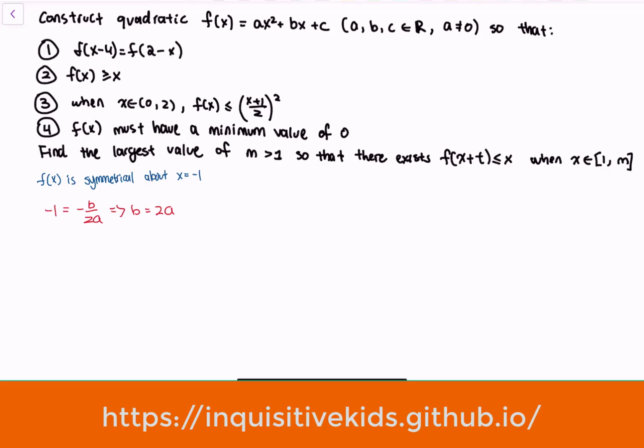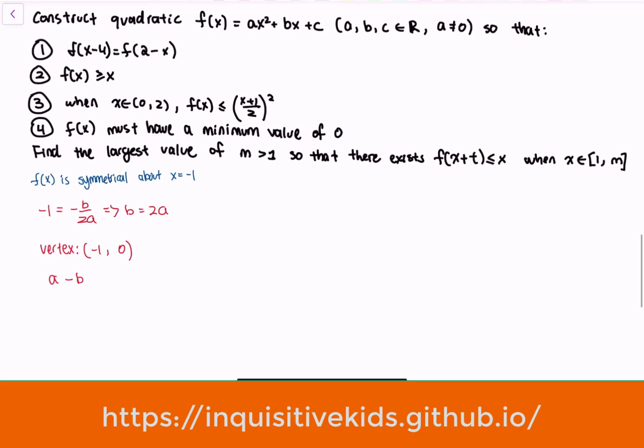And from the fourth condition, it says that f of x must have a minimum value of 0. Well, we know that a parabola can either have a minimum value or it can have a maximum value. If there exists a minimum value for f of x, it means our parabola must be opening upwards. So now we know that the vertex is (negative 1, 0). The minimum value is 0. Now let's substitute negative 1 into our function. If we do that, we'll get a minus b plus c is equal to 0.